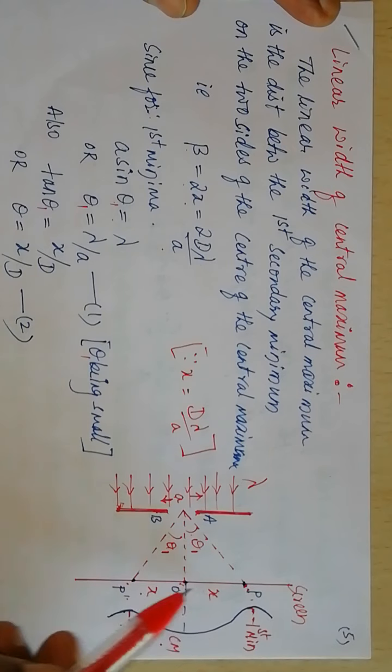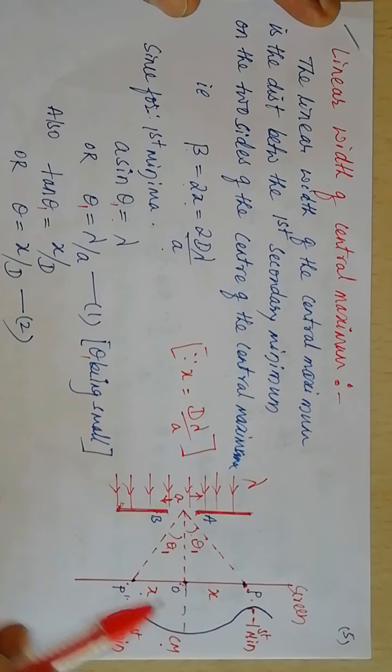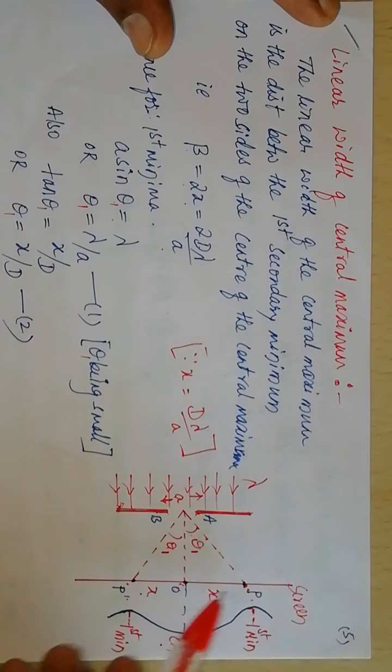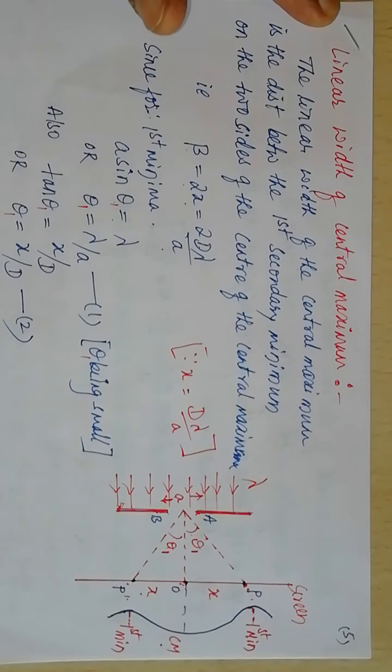Tan theta 1 is opposite side by adjacent side, x by d, or theta 1 equals x by d. From these two equations 1 and 2, x by d equals lambda by a, or x equals d lambda by a. Therefore, the linear width of a central maximum, or the distance between the first secondary minimum on either side of the center of the screen, beta equals 2x, and x being d lambda by a, it is 2d lambda by a.